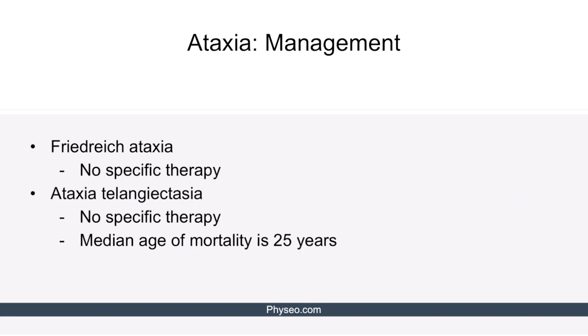Let's finally discuss the management. There is no specific therapy for Friedreich ataxia. Similarly, there is no specific treatment for ataxia telangiectasia, and the median age of mortality is 25 years.